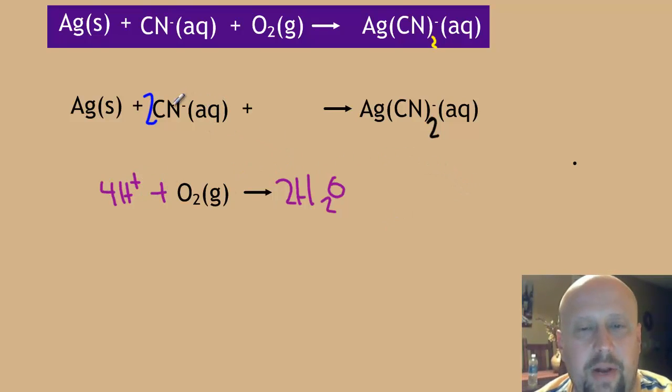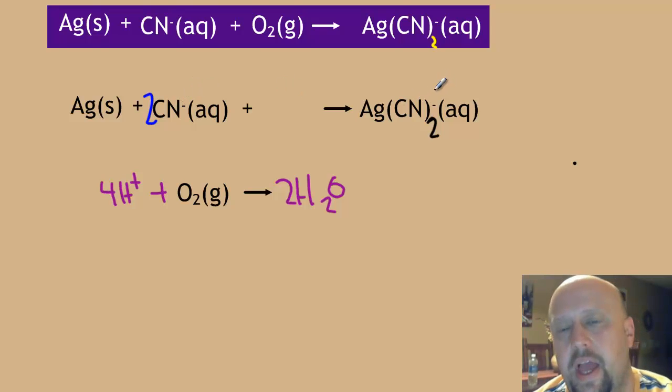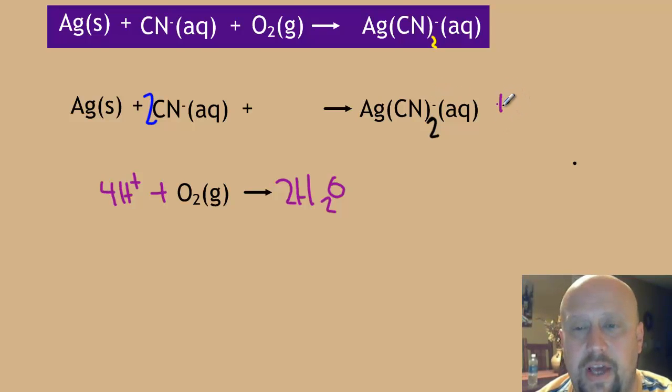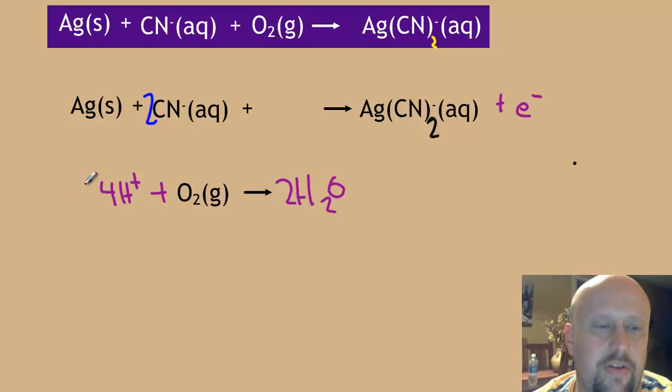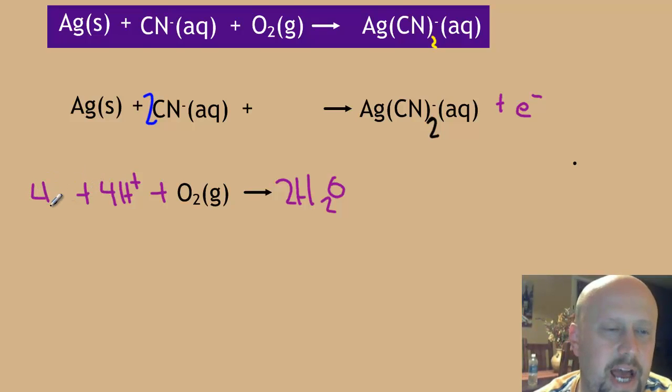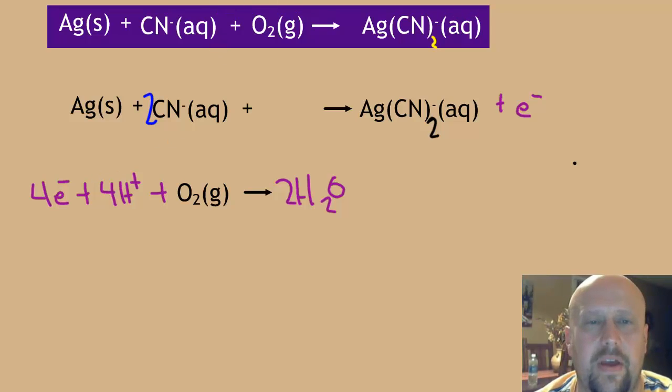Okay, so now we've got to worry about charges. So I've got a -2 charge over here, and I've got a -1 charge on this side, so that means I need to add an electron. Okay, and then on this side, I've got 0 charge over here, and I've got a 4+, so that means I need to add 4 electrons over here. Okay, sorry, I should have changed colors for that step.